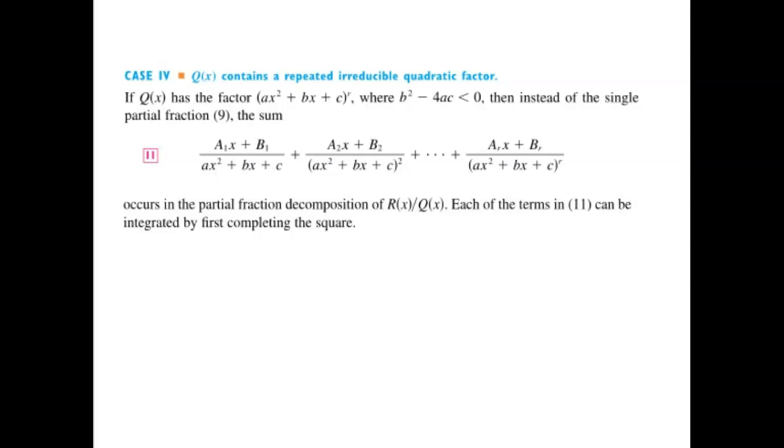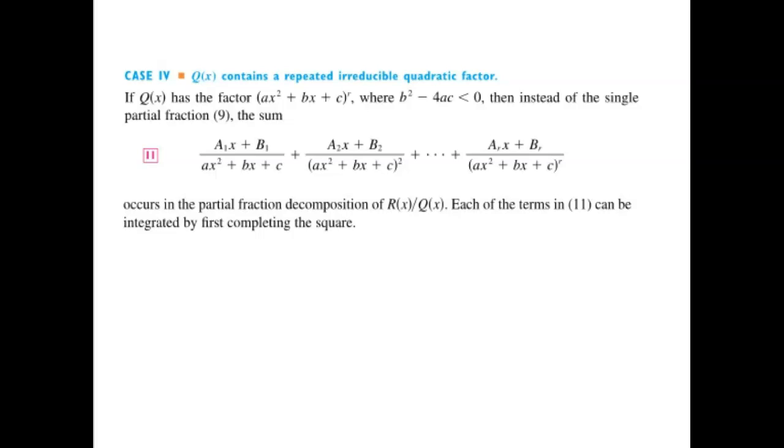All right, on to case 4. So this is our last case. Remember how we started? We did, how do you deal with rational expressions when your denominator factors to distinct linear factors, so unique linear factors, and then how do you deal with it when you have repeated linear factors? And the third one was, okay, what do you do when you have distinct irreducible quadratic factors? And so now it's, what do you do when you have repeated irreducible quadratic factors?